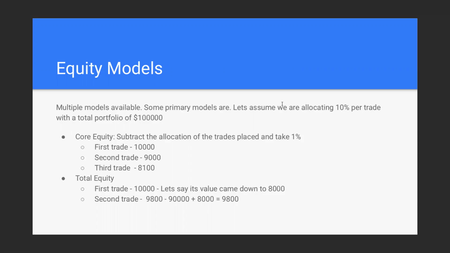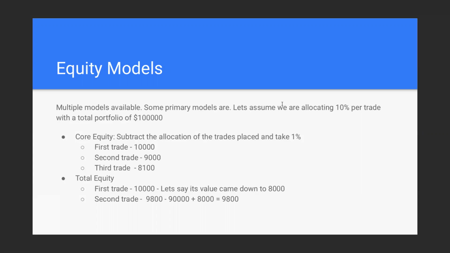Let's say we are allocating 10% per trade with a total portfolio of 100,000. There's something called the core equity model. What it does is it subtracts the allocation of the trades placed from the equity. So let's say you're allocating 10%. The first trade is 10% of 100,000, so it is $10,000. So the next trade will be how much? You'll have 90,000, so you'll only allocate 9,000. The third trade will be, once you allocate those two trades, you'll have 81,000.